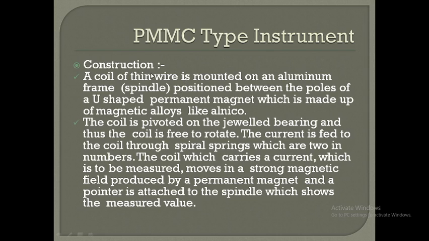PMMC type instruments. The construction is a coil of thin wire mounted on an aluminium frame positioned between the poles of a U-shaped permanent magnet, which is made up of magnetic alloy. The coil is pivoted on the jewel bearing and thus the coil is free to rotate. The current is fed to the coil through spiral springs, which are 2 in number. The coil which carries the current to be measured moves in a strong magnetic field produced by a permanent magnet, and a pointer is attached to the spindle which shows the measured value.